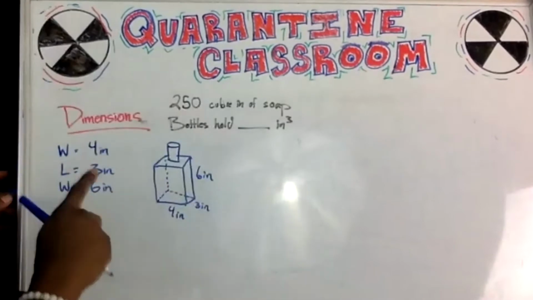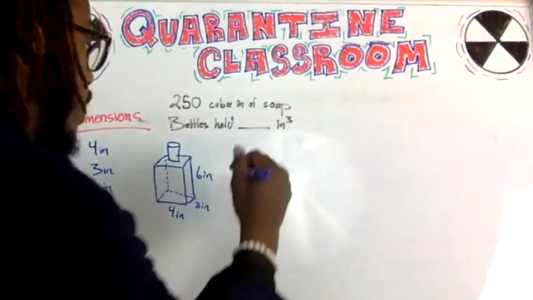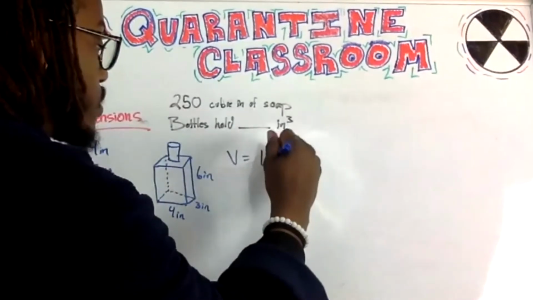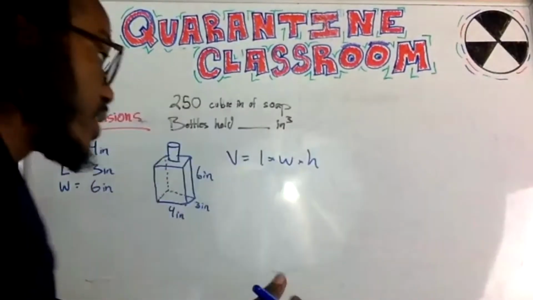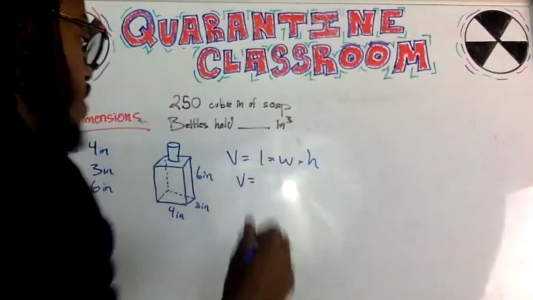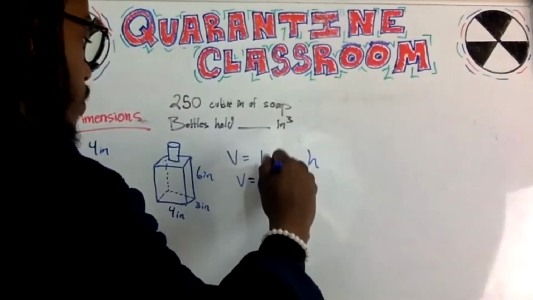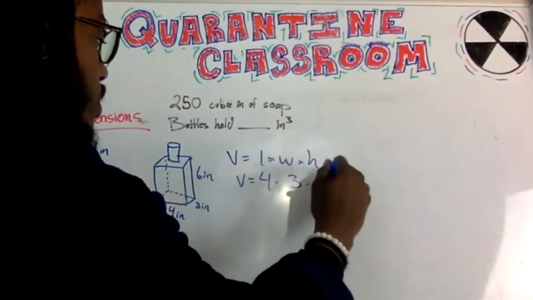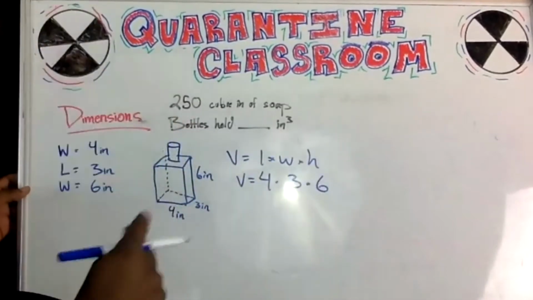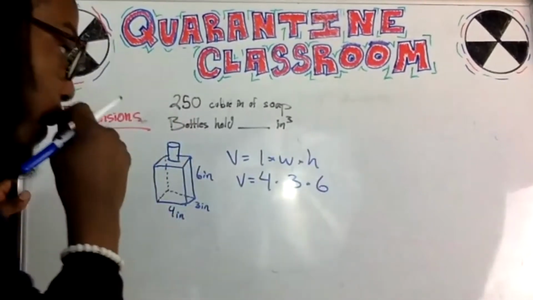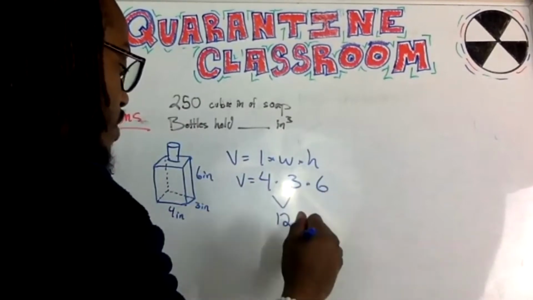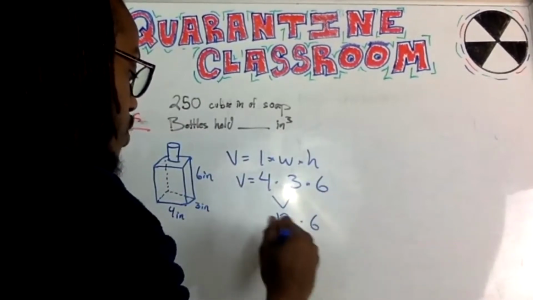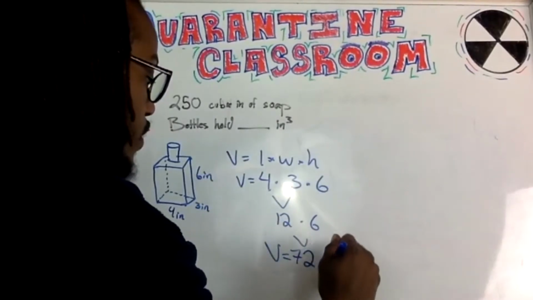And we want to know how much one bottle holds. So to do that, I'm going to set up my formula first. Remember, write the formula, then plug it in, and then solve. Volume equals length times width times height. Volume equals 4 times 3 times 6. And then you start solving each level one by one. 4 times 3 is 12. 12 times 6 is 72. So volume equals 72 cubic inches.